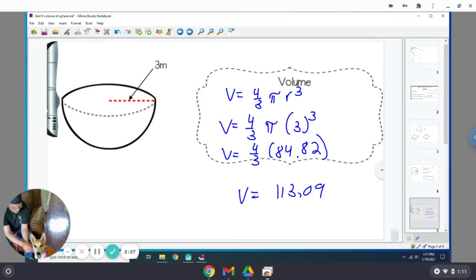But now that's a whole sphere. I don't have a whole sphere here. That's half of one. So I'm going to divide this by 2. And you get 56.55 meters cubed.